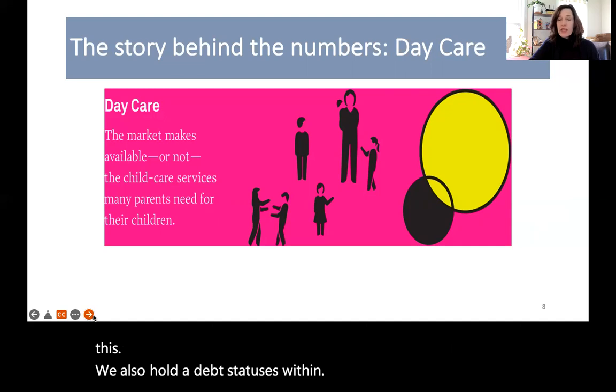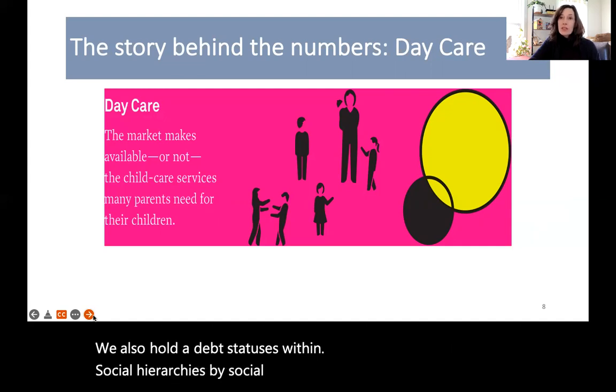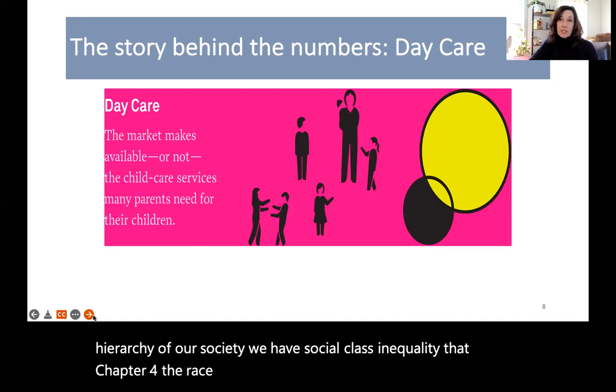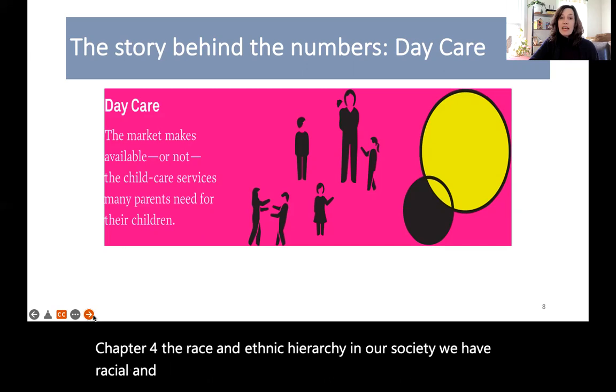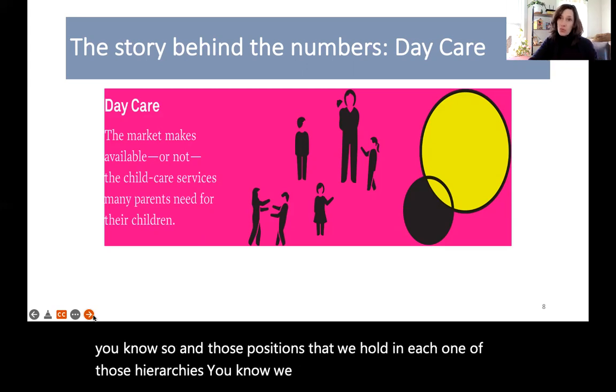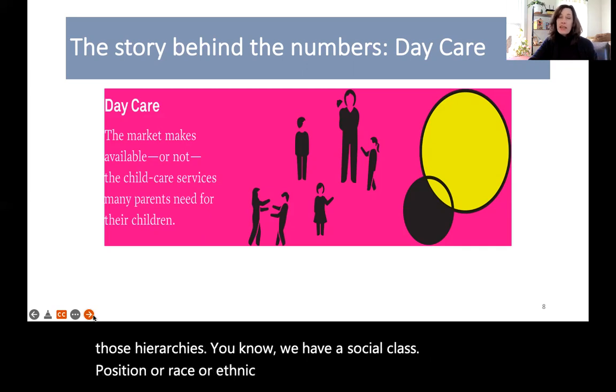social hierarchies. By social hierarchies, I mean the social class hierarchy of our society. We have social class inequality, that's chapter 4. The race and ethnic hierarchy in our society. We have racial inequity, and that is chapter 3, gender, chapter 5, right? And those positions that we hold in each one of those hierarchies, we have a social class position, a race or ethnic identity, a gender identity, etc.